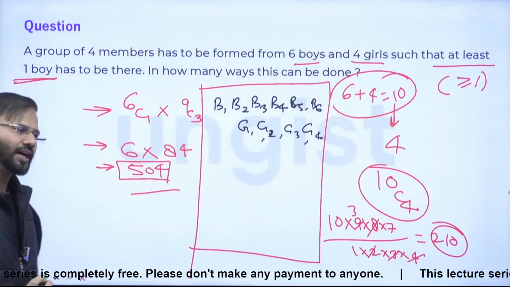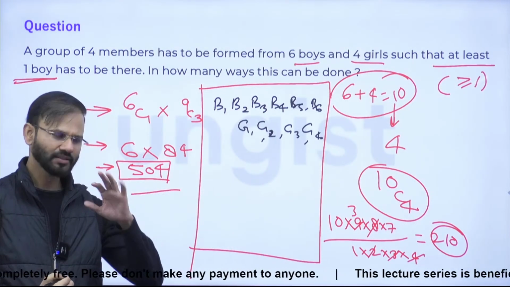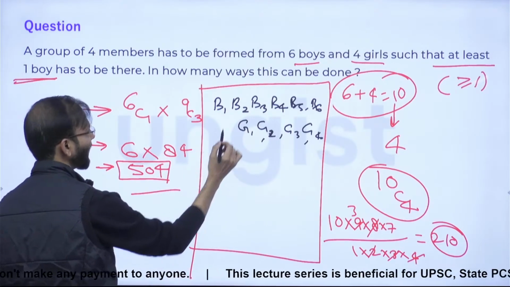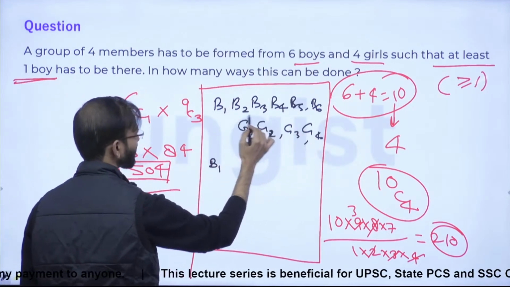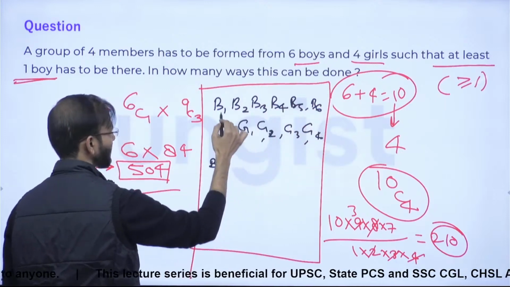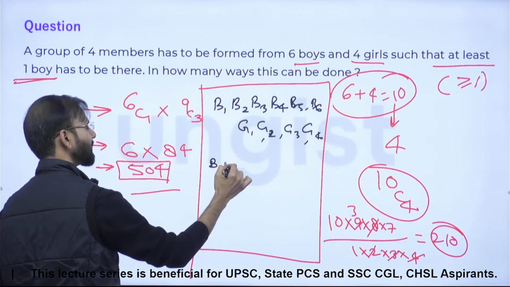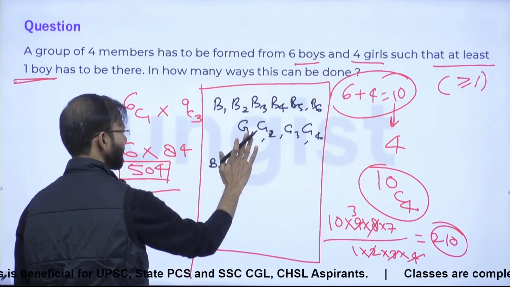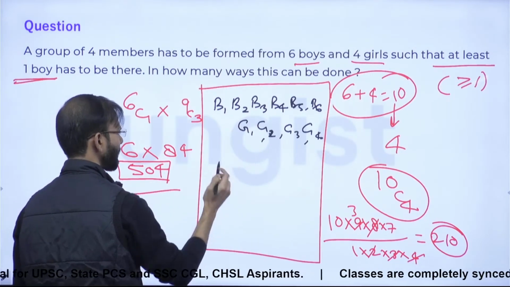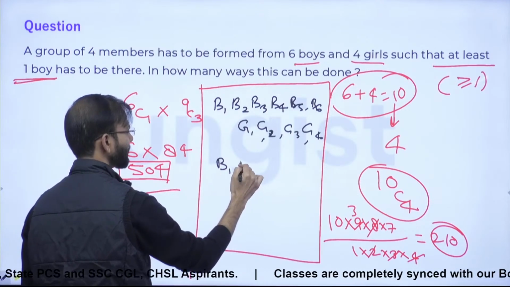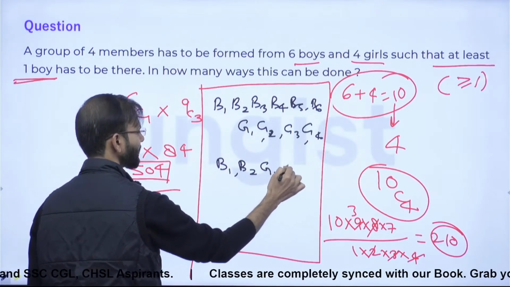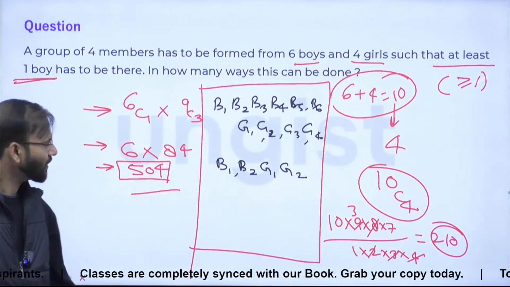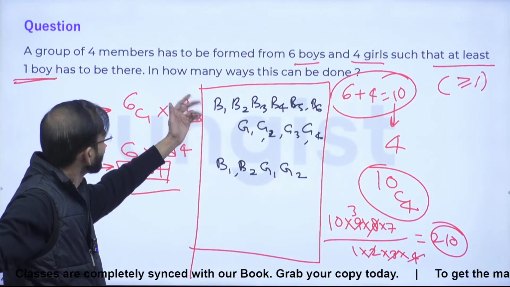And if we are fixing one boy, or choosing one boy first, so let's say he is B1, and from B2 to G4, these 9 members, we are selecting 3 more members from this group, right? So let's say what we have chosen is B1 and then B2 and then let's say G1 and G2. Let's say it is this, right? Clear? So obviously with B1, 9C3 means what?